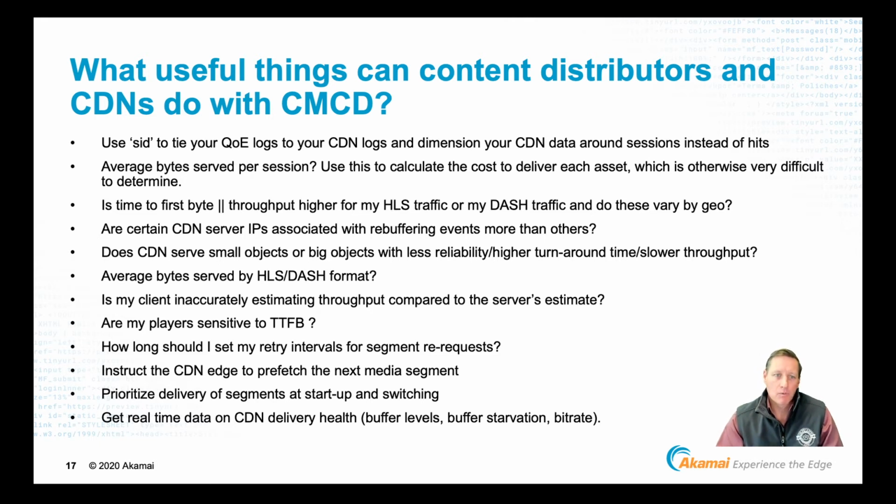You know, is my time to first byte different for HLS versus Dash? Do I have different variances in geolocation by format? Are certain server IPs buffering more than others? Does the CDN serve small objects with less reliability than larger objects? Are my players sensitive to time to first byte? In other words, I get more rebuffer events when I know my time to first byte is lower. Can I prioritize segments at startup and switching? And can I get real-time data on my CDN delivery health by tying my CDN logs into a real-time analytics solution? And that's what I'm going to demo later in this talk, because it's one of the best features of CMCD.